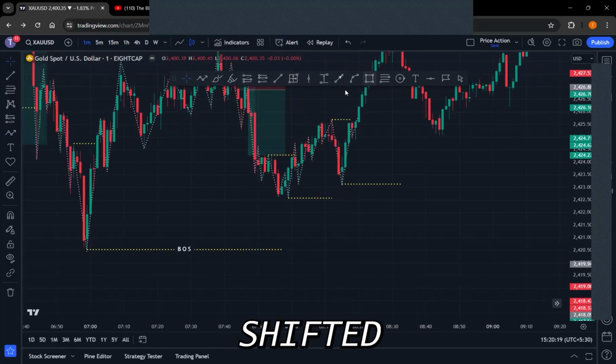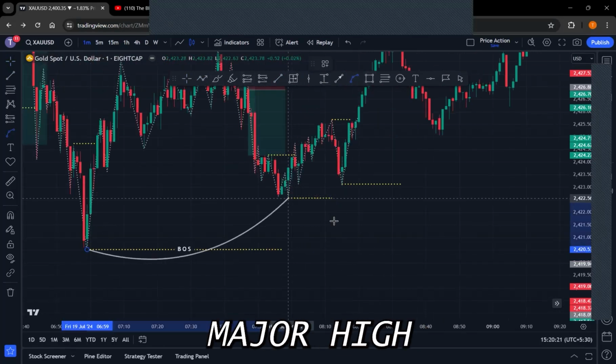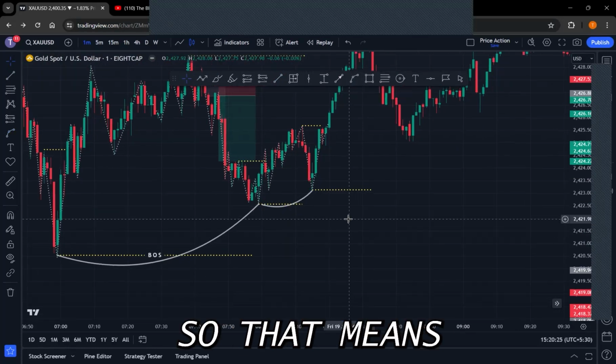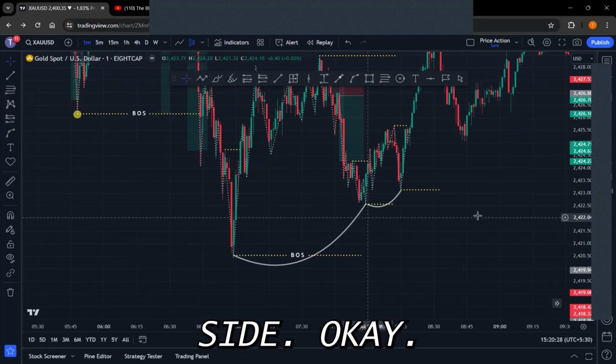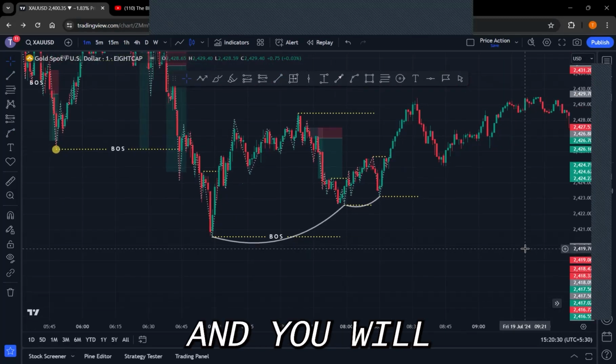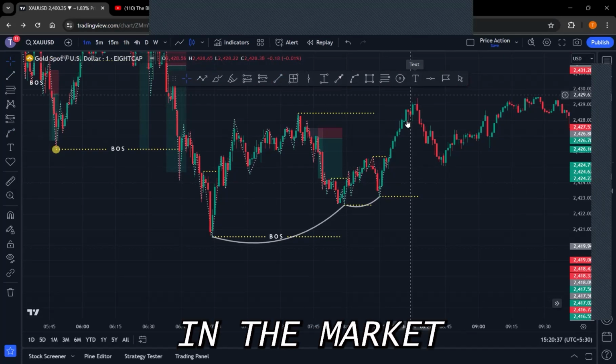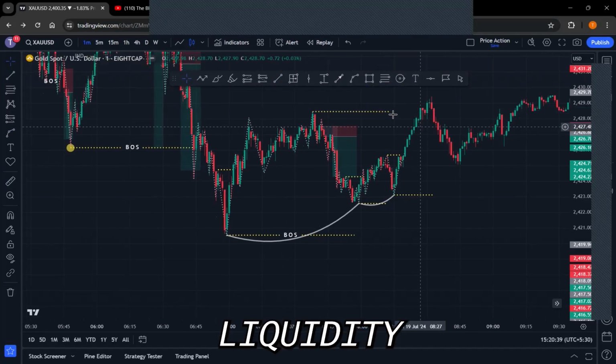That means the price shifted from this major high to this major high, or this major low, and then again created a higher low. So that means the price is not in the mood to go downside. Okay, do understand the price action, and you will understand that this is not the case of a continuation trade. Rather, this is the case of a reversal trade in the market, and we will be targeting the external liquidity above this level.